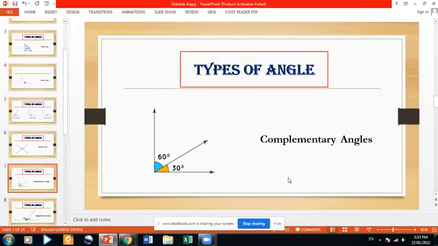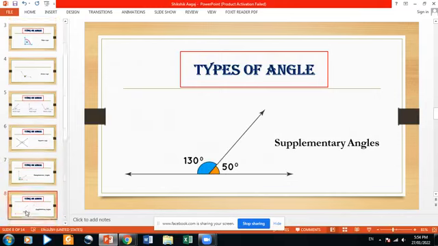See, there are 4 options. So, which option will you choose? You will come to know that the measurement of complementary angles is 90 degrees. It means the complementary angles are always acute angles. Correct? We will proceed to the next.